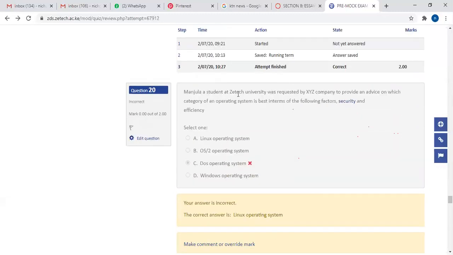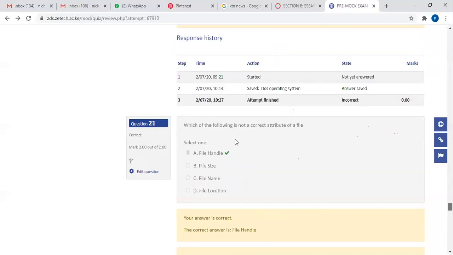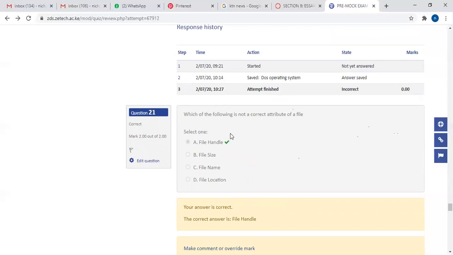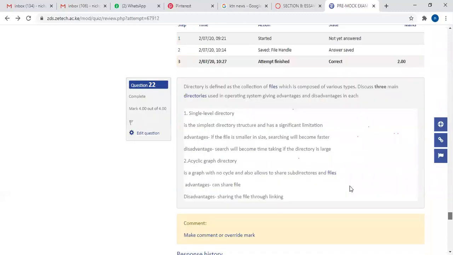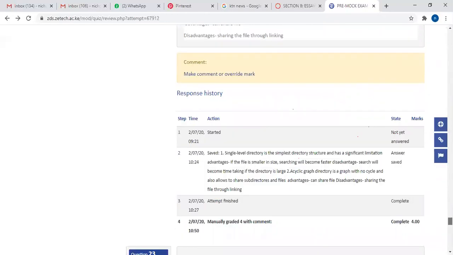Majura, a student at CTech University, was requested by XY. It's the same thing. So the answer was Linux operating system. I think that was a repetition, which is very wrong. Which of the following is not a correct attribute of a file? File handle is not the correct one, because you have size, name, location, date and time. That was okay. We have main, acyclic, but here we wanted 3, and you already gave 2. So I think that was okay.